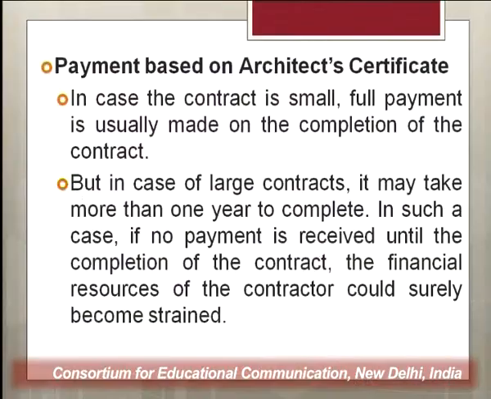In case the contract is small, full payment is usually made on the completion of the contract, right. What is small and what is large all depends on the two parties, right. So simply I would put it this way, that if the contract is being completed within the same year, then normally the contract amount, the contract price we have already discussed, is paid at the end of the contract. It also depends on the terms and conditions of the contractor and the contractee.